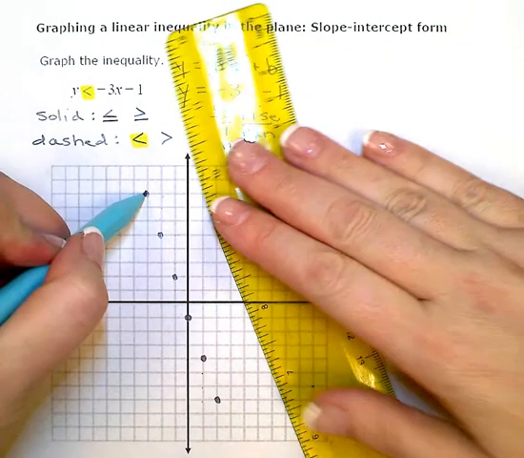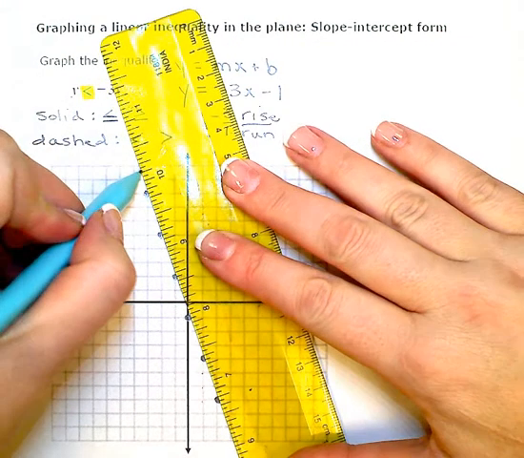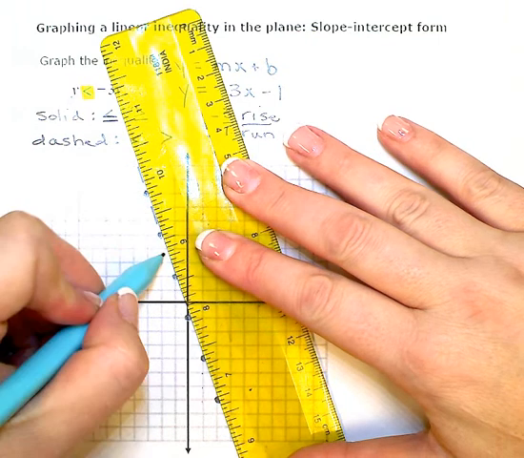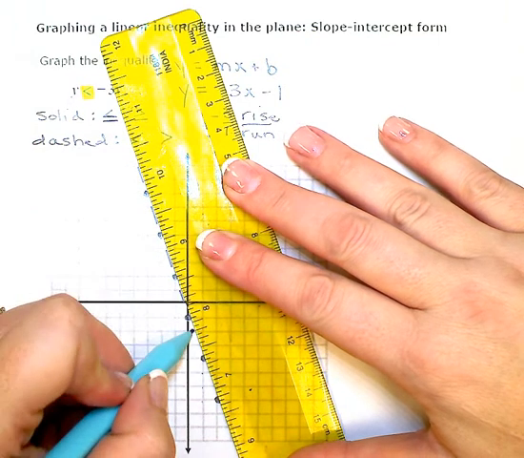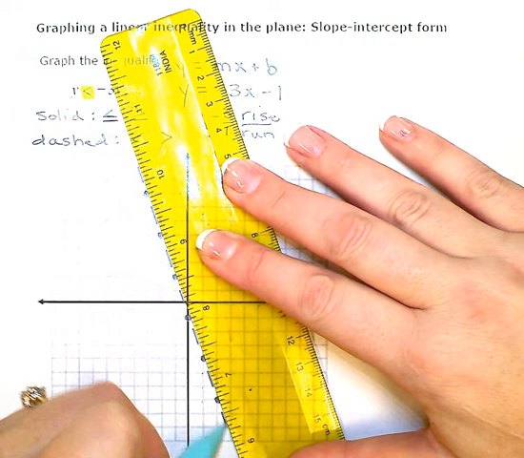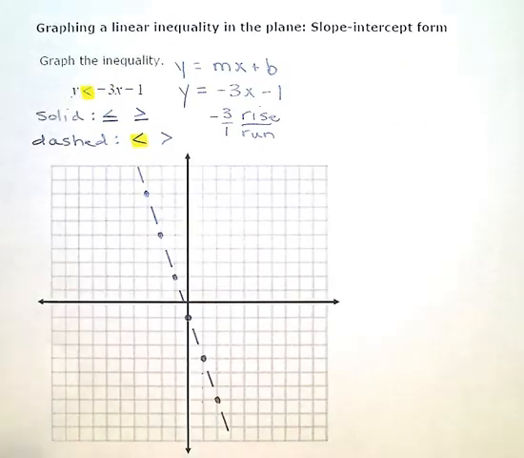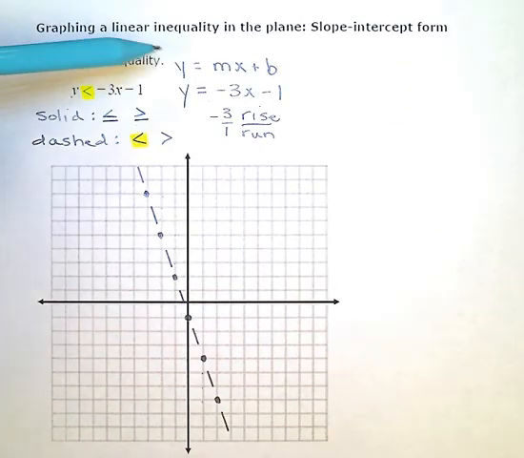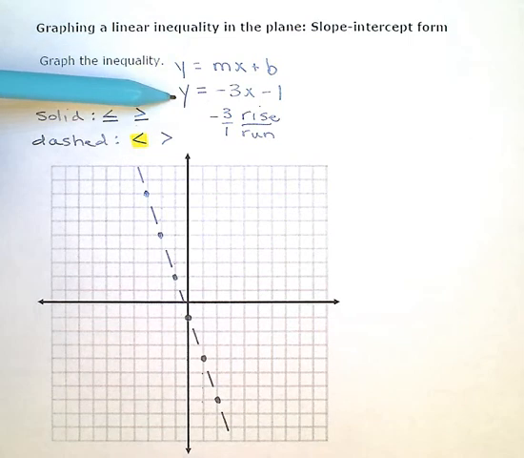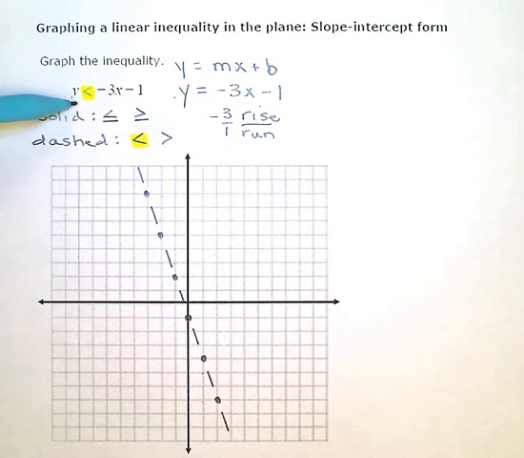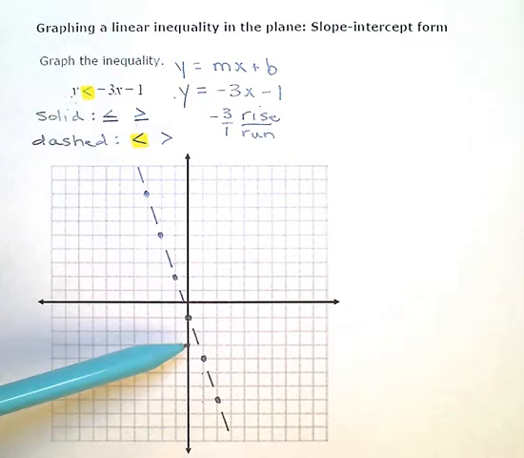So I line up my ruler here, and I'm going to just put dashes in between the dots that I already have there. So there's my boundary line, right? I basically graphed this line, y equals negative 3x minus 1, but because my inequality is a strict less than, I made it a dashed line when I drew it in.